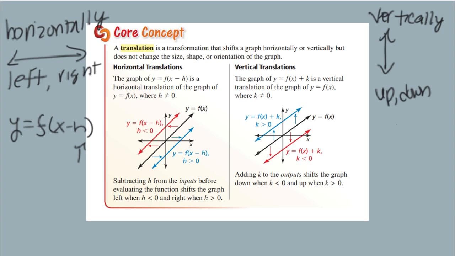So it is a horizontal translation of the graph of y equals f of x, correct? Where h cannot be what? 0. If h equals 0, which is horizontally, what does that mean? We're not having a line, correct? It's not going left to right. When we subtract h from the input before evaluating the function, the graph shifts left when h is less than 0 and right when h is greater than 0.